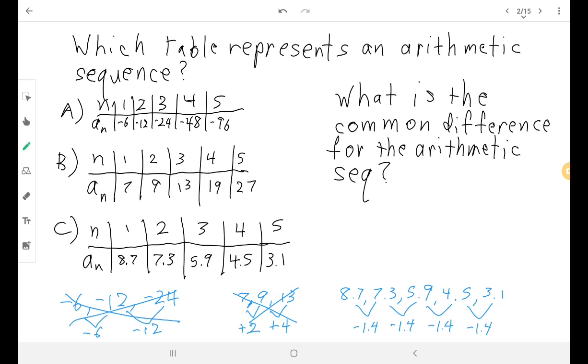And then the next question is, what is the common difference for the arithmetic sequence? That would be -1.4. That is to say, every time that I add, the thing that I add is what we call the common difference. And so every time that I add -1.4, I get the next number in the sequence. Okay? I'll let you look at that for a second.